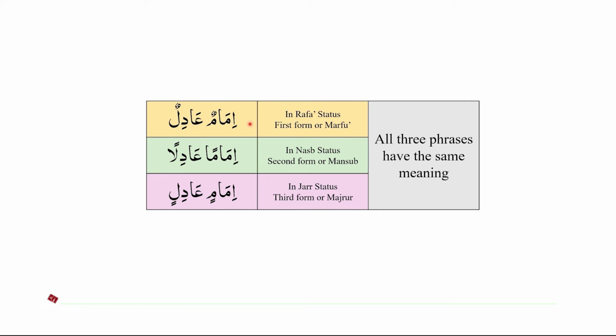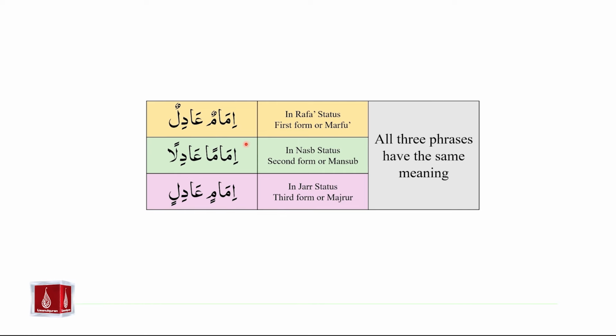Imamun Adilun, Imaman Adilan, Imamin Adilin. These three descriptive phrases have the same meaning. In the case of Imamun adilun, Imamun is the Mosuf and adilun is the Sifat. Imamun is Rafa in status and adilun will also be in Rafa status. That will make the entire descriptive phrase Rafa in status or marfu.